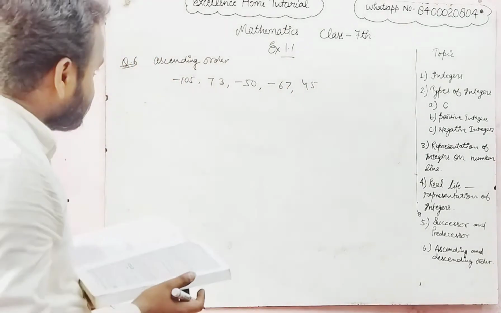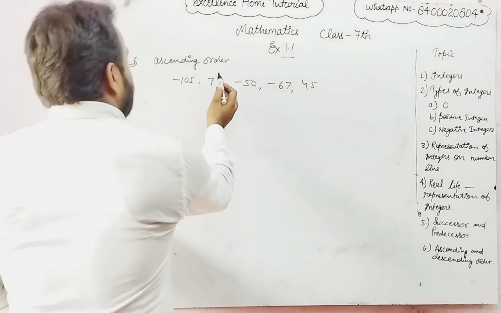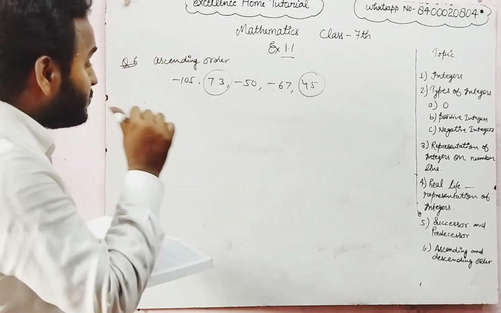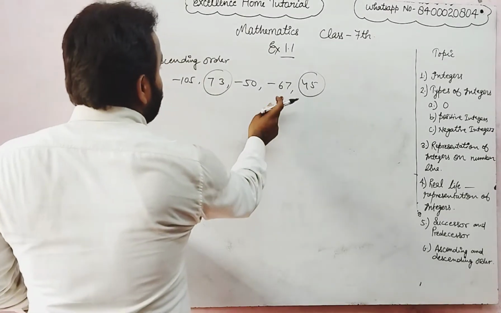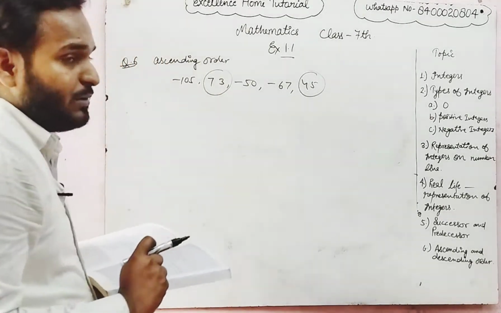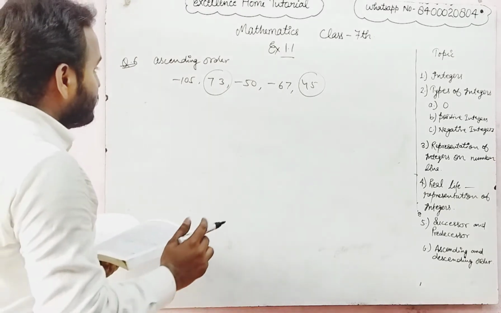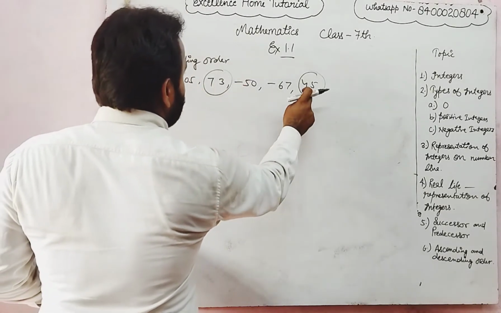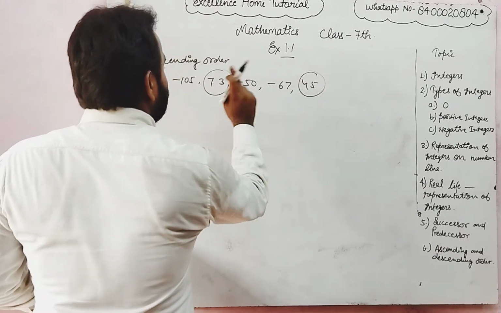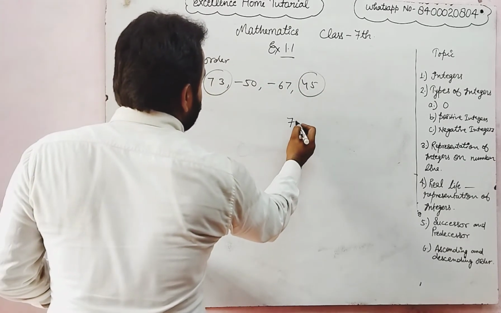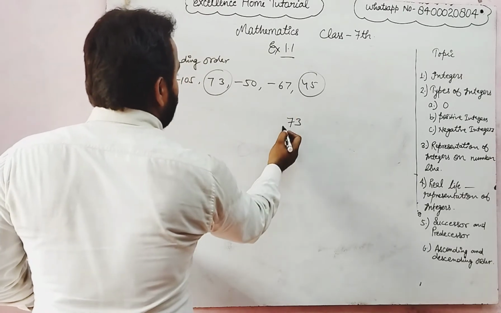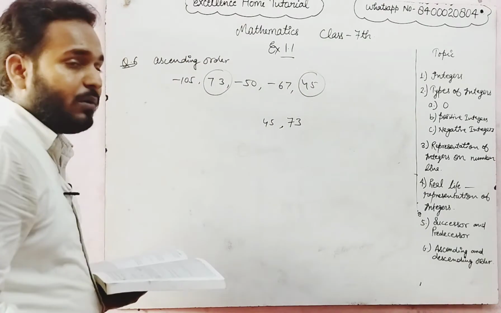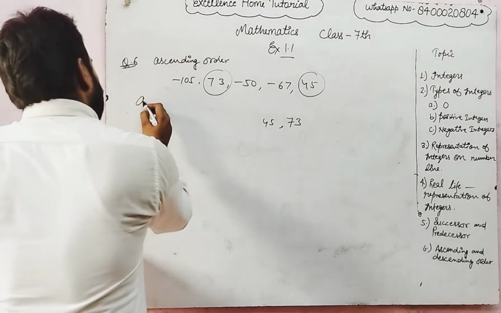So in this question 73, 67 and 45 are positive numbers. So these values are greater than the negative values. And among 73, 67 and 45, the greatest number is 73 and 45 is less than 73. Okay, ascending order.